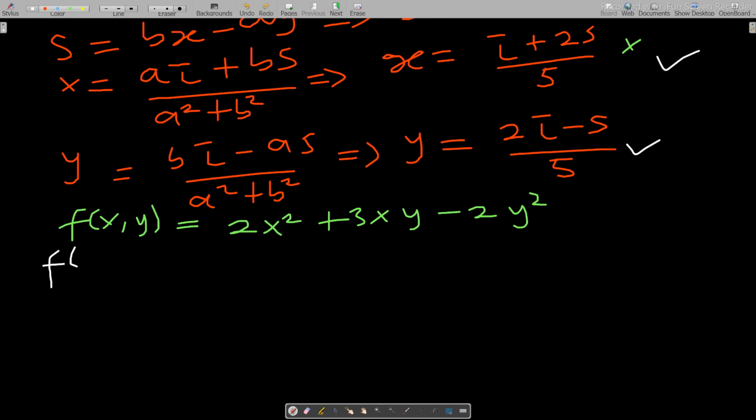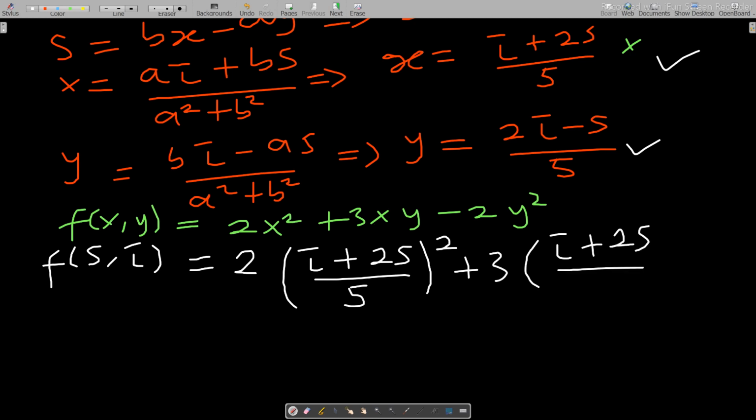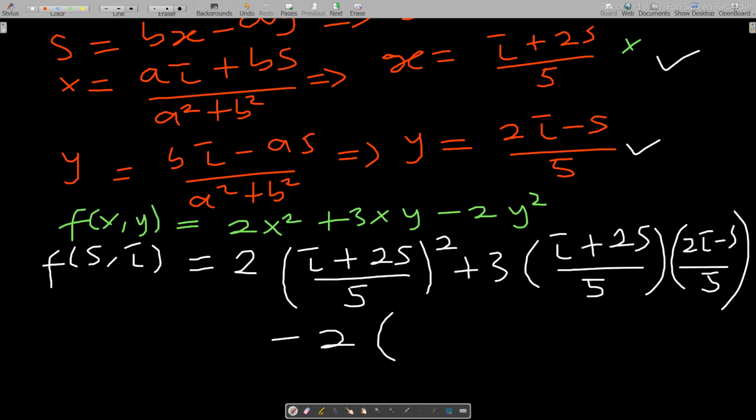So it means that my f of s tau should be equal to 2 into brackets tau plus 2s all over 5, this whole expression here squared, then plus 3 times the two expressions, tau plus 2s over 5, then 2 tau minus s over 5, then minus 2 y, which is 2 tau minus s over 5, squared.